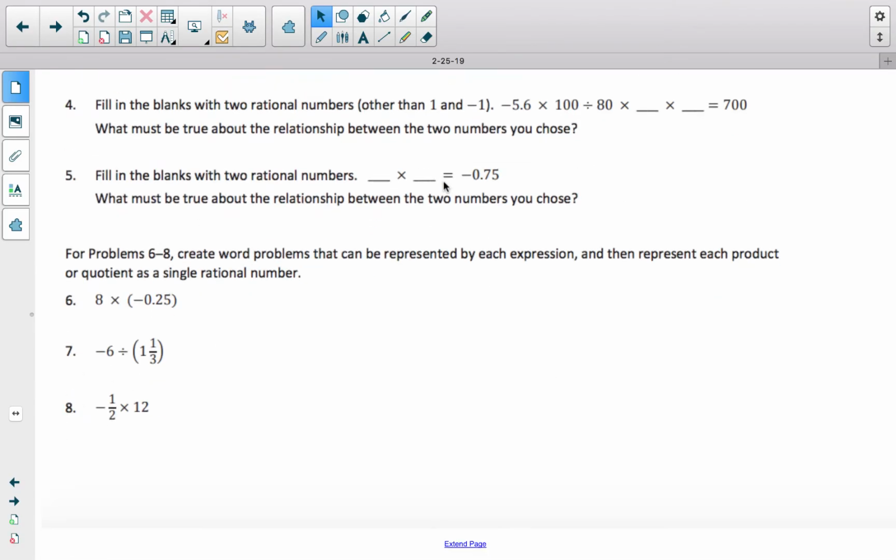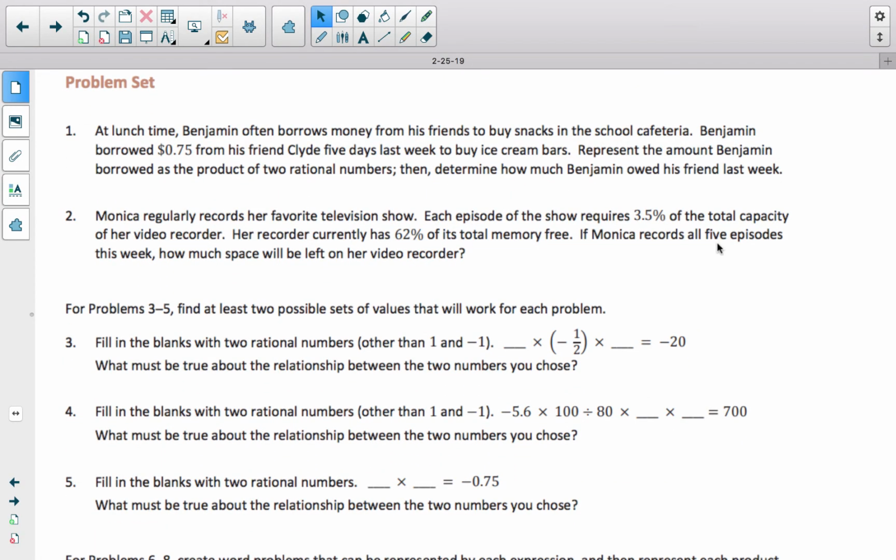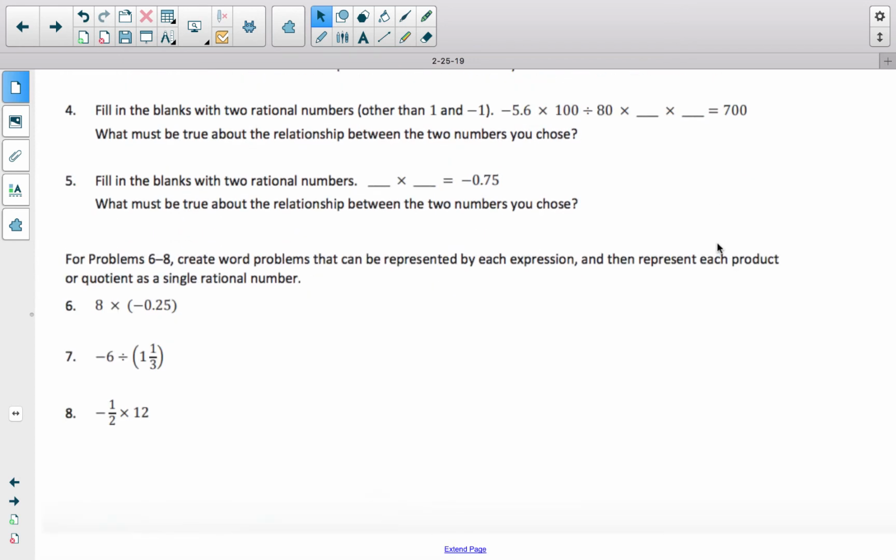All right, this problem set, you got 8 questions here. This is another opportunity to meet that goal of being able to multiply and divide rational numbers in real-world situations. When you are done with 1 through 8, which should take you approximately 10, maybe 15 minutes, and you've tried them independently to your best ability, come back and check the video, and that will wrap up this lesson on the multiplication and division of rational numbers.